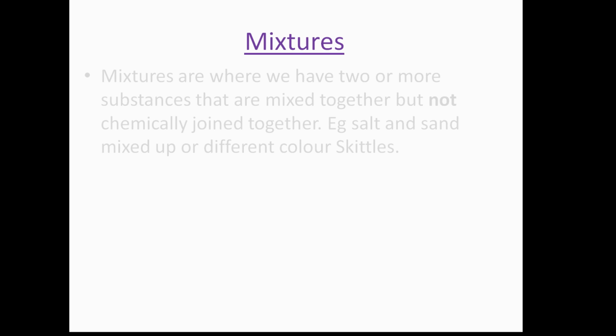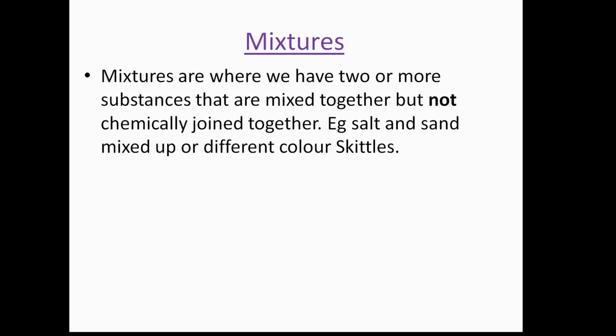Okay, now a mixture, last thing here. So we've looked at elements, we've looked at compounds, we've looked at molecules, so now we're going to look at mixtures. Mixtures are where we have 2 or more substances, and these could be elements, they could be compounds, that are mixed together but are not chemically joined. An example might be salt and sand if you mix those together, or if you've got different colours of Skittles in the bag of Skittles, that's again a good example of a mixture.